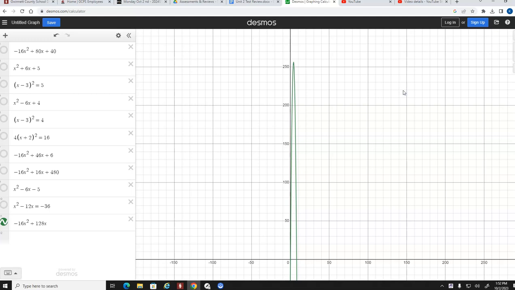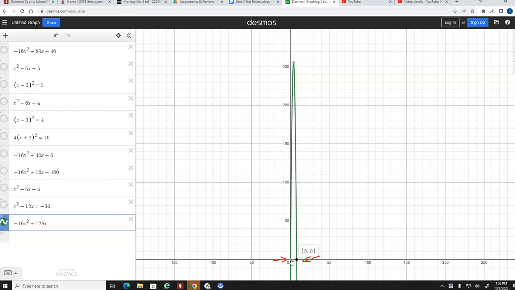Now again, the question is asking, how long will it take for the rocket? This talks about a toy rocket launched vertically upward from the ground level with a velocity of 128 feet per second. The height is h, and t is seconds, given by this equation. So again, using Desmos, first question is, how long will it take for the rocket to return to the ground? This is where it starts. This is your start point. This is your end point. So this would be 8 seconds.